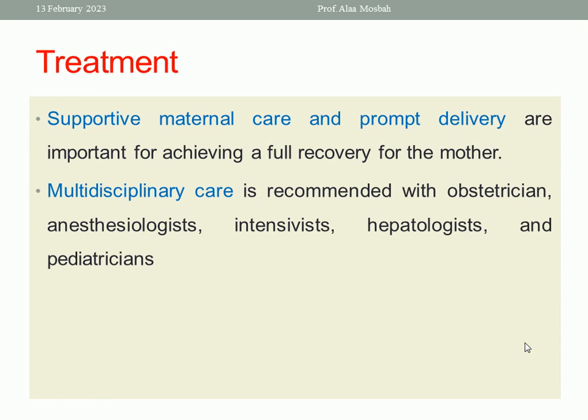Somebody may say the baby is still premature. You should terminate pregnancy regardless of the gestational age, but after resuscitation of the mother. Do resuscitation for the mother and do termination of pregnancy by vaginal delivery or cesarean section, but cesarean section is more common.